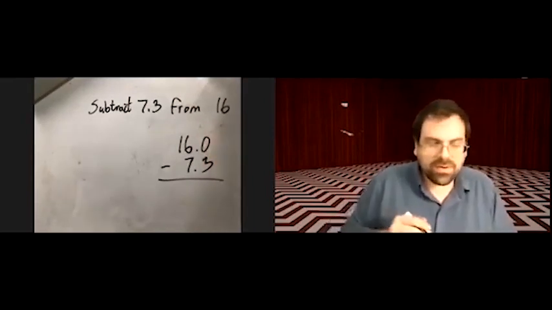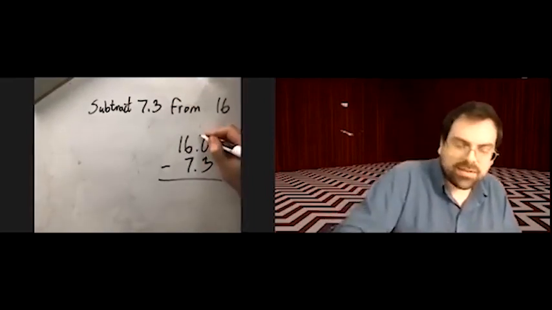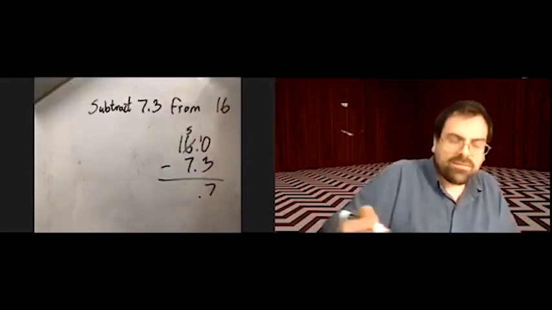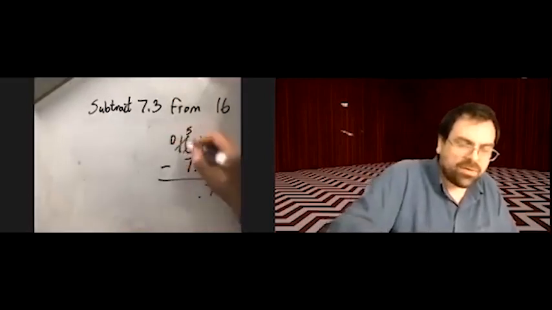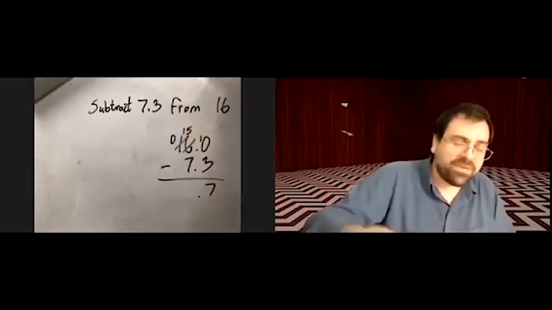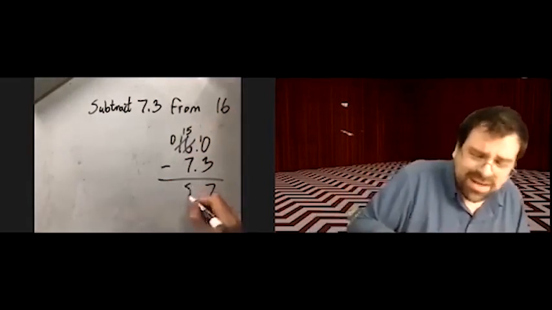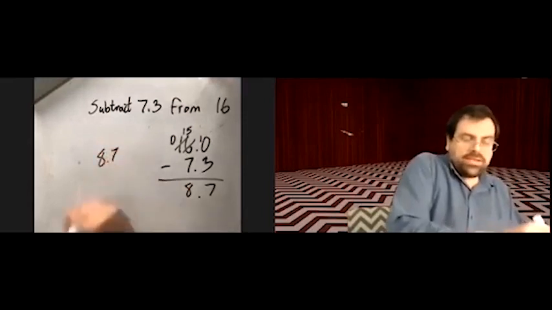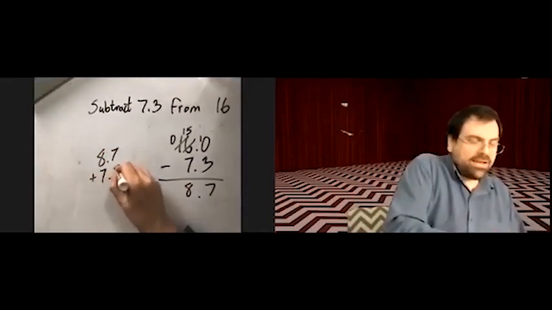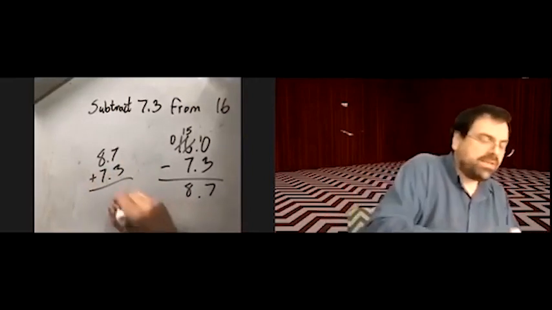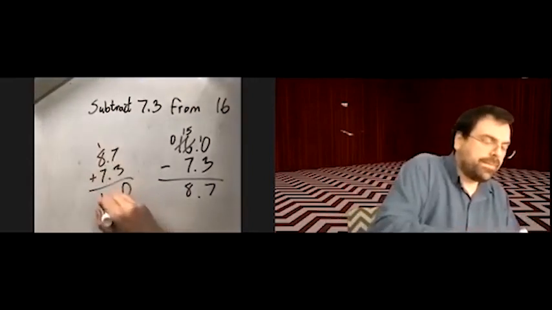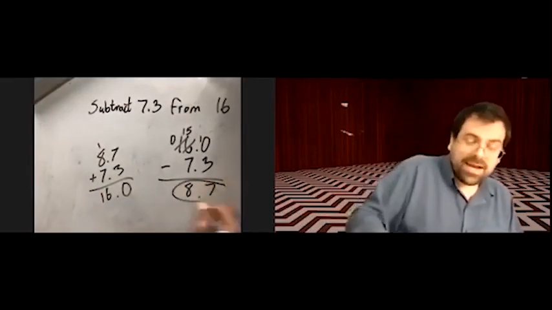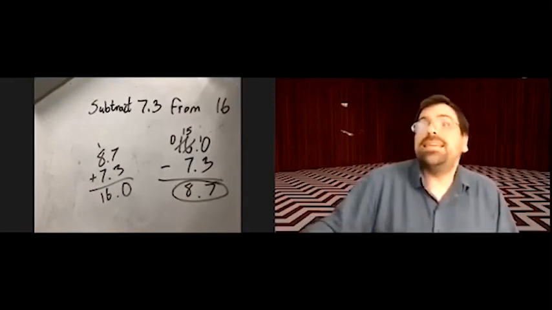Fill in a 0. Subtract, borrow. 10 minus 3 is 7, decimal point. 5 minus 7 can't do it, borrow. 1 becomes a 0, 5 becomes a 15. 15 minus 7 is 8. And if we check by adding, 8.7 plus 7.3 is 16. Got the right answer. 8.7 is it.